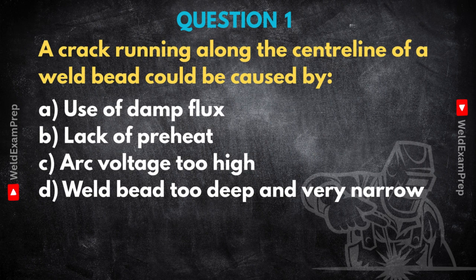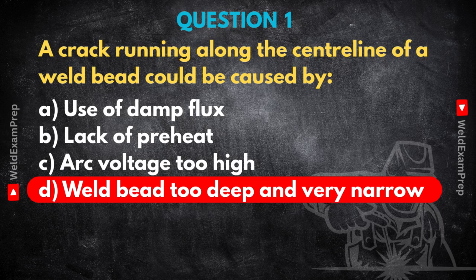Okay, the correct answer here is D, weld bead too deep and very narrow. Right, and what's interesting here is how that specific shape, that geometry, leads directly to this type of defect, a deep and very narrow bead. Well, it solidifies in a particular way. Think of it cooling from the sides inwards. The very last bit to solidify is right down that central line.